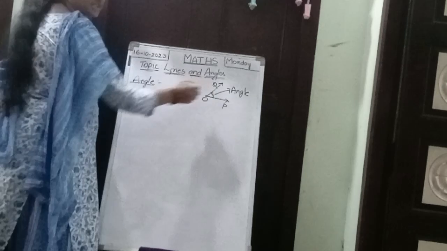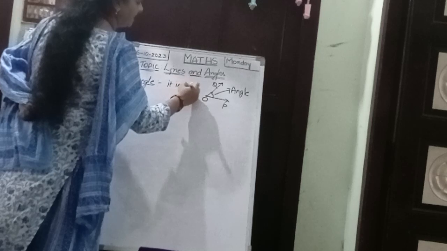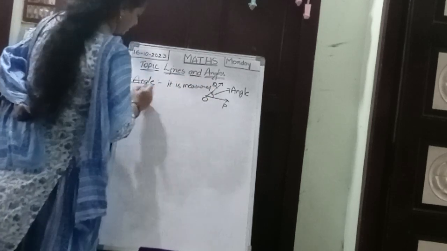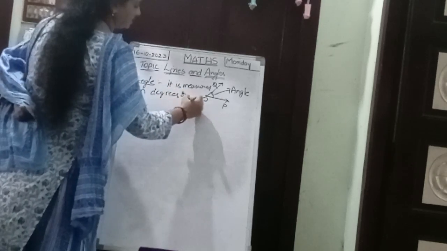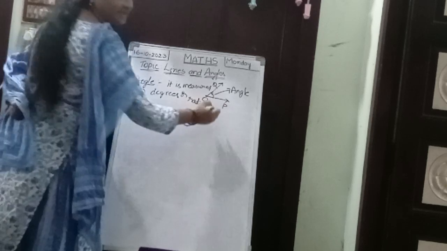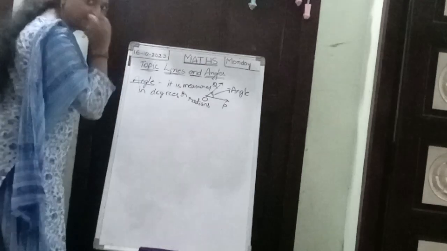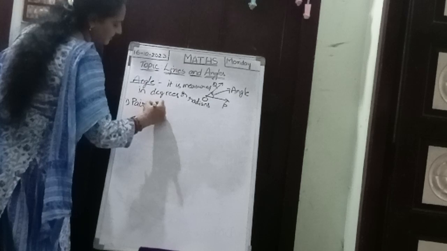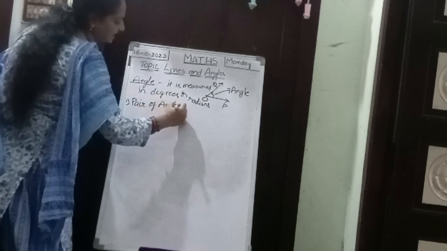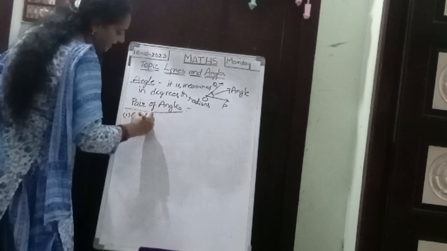That is called an angle, and it is measured in degrees or radians. Okay, so let us see some types of angles. Particularly, let us see some pairs of angles which have different names. First one is complementary angles.